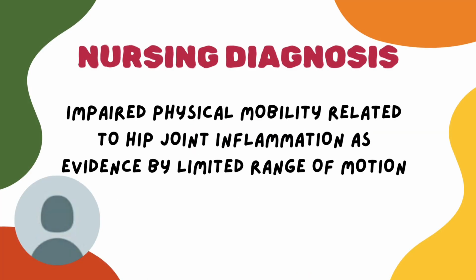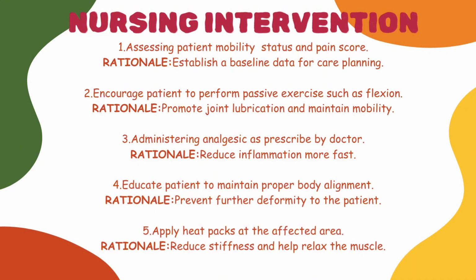Next, for nursing diagnosis, impaired physical mobility related to hip joint inflammation as evidenced by limited range of motion. Next, for the nursing intervention, number 1, assess patient mobility status and pain score to establish baseline data for care planning. Number 2, encourage patient to perform passive exercise such as flexion to promote joint lubrication and maintain mobility.